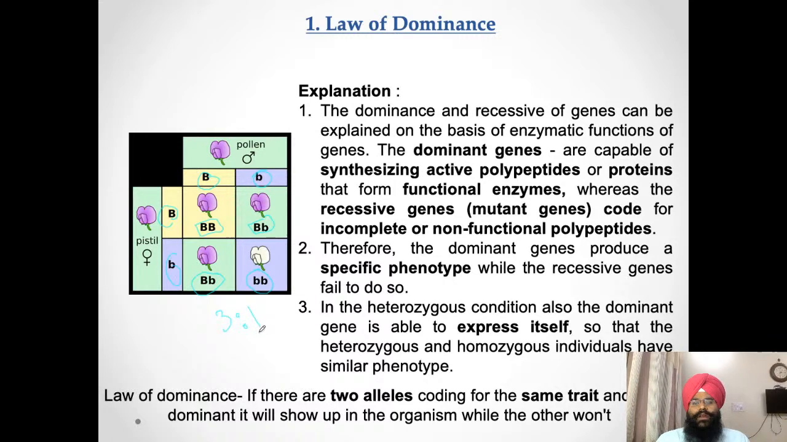of the genes. Dominant genes are capable of synthesizing active polypeptides or proteins that form functional enzymes. So why is it mainly the dominant gene that comes out? It's because of the active polypeptides or proteins that are forming functional enzymes. So they are producing functional enzymes, whereas the recessive genes code for incomplete or non-functional polypeptides.